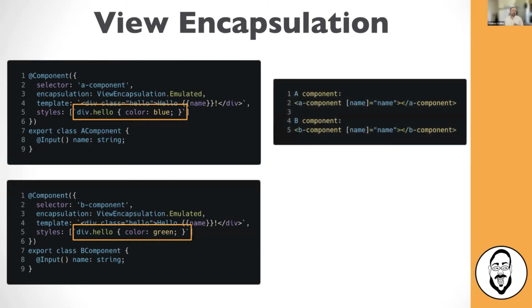So what view encapsulation allows me to do is put both of those components in the same template of the same application, and I have one hello Angular in blue and the other hello Angular in green, meaning they don't step on each other. I don't have to worry about the fact that they're named the same. Angular fixes that for me. It makes the component live in its own bubble.